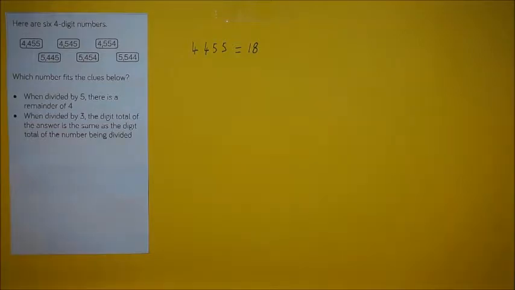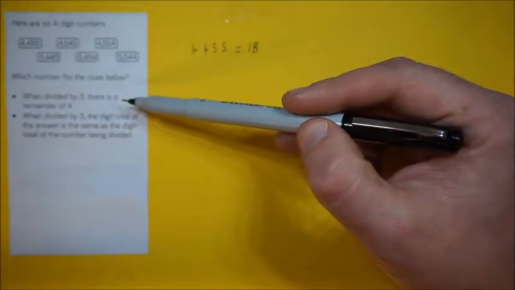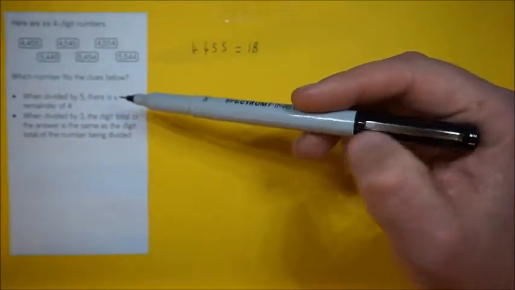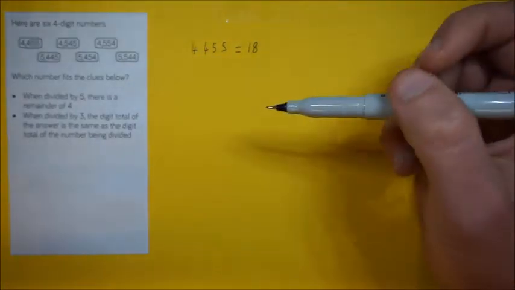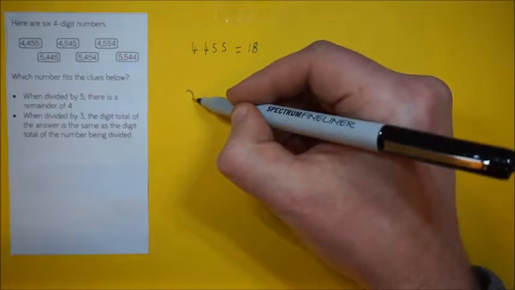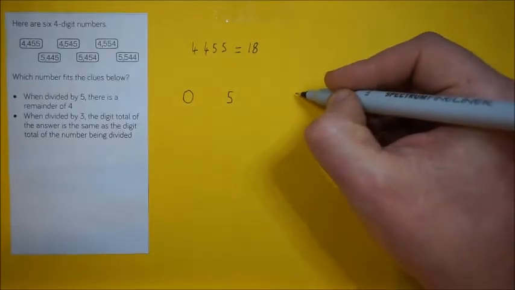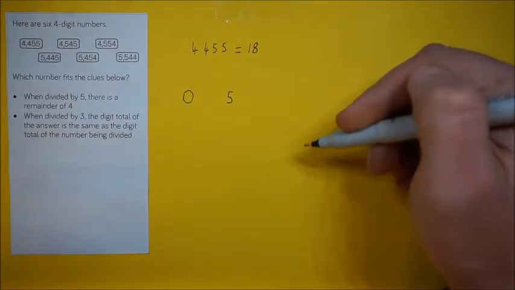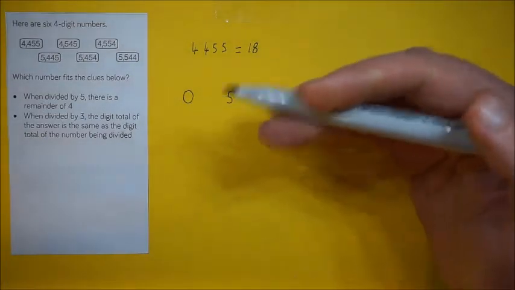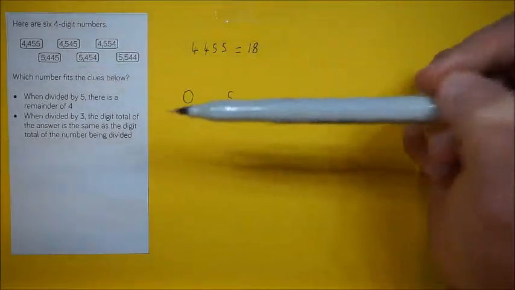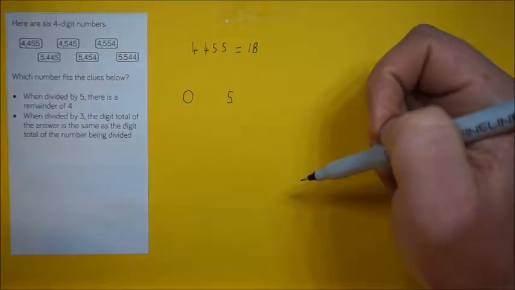Okay, time's up. So time to have a look at our numbers and the two rules. And we'll start with this rule here. When divided by 5, there is a remainder of 4. And for this, we're going to need to know a little bit something about the 5 times table. We should know that all the products in the 5 times table end in either a 0 or a 5. So if you think about the start of the 5 times table, you have 5, 10, 15, 20, 25, 30, and so on. All of them end in either a 0 or a 5. And that pattern carries on forever. So if we look at these numbers, we know that anything that ends in a 0 or a 5 will not give us a remainder.